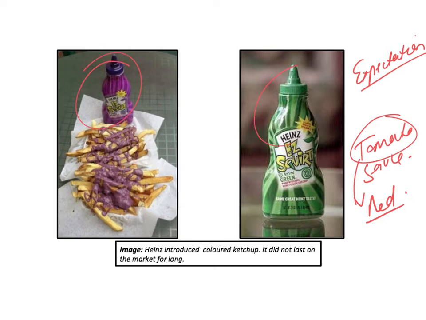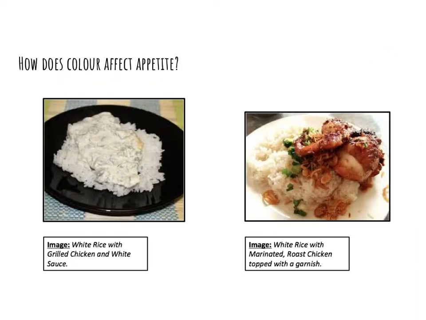So here, this was a failed food product. It was introduced by Heinz, and it's a colored ketchup, and we've got purple and green. And one of the main reasons this was an unsuccessful product was because of the color, and consumers were not comfortable with eating tomato sauce that wasn't red.